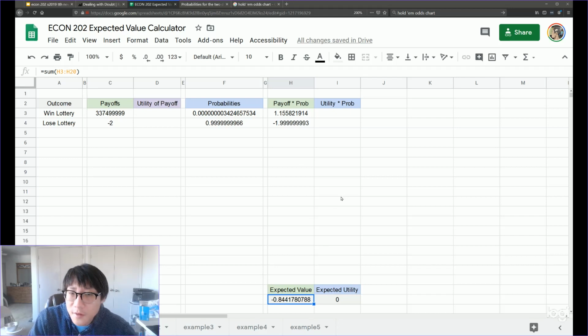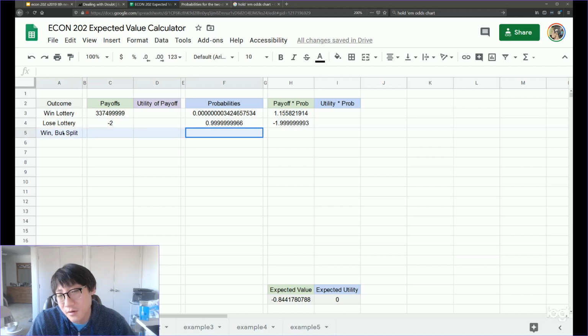Furthermore, there's also a probability, albeit a small one, that you and another person could have both chosen the same winning lottery number. Okay, in that case, you guys would split the winnings. So there's actually a third outcome here, which is that you win, but split the pot with somebody else. Okay, and so we'd have to take that into account as well.